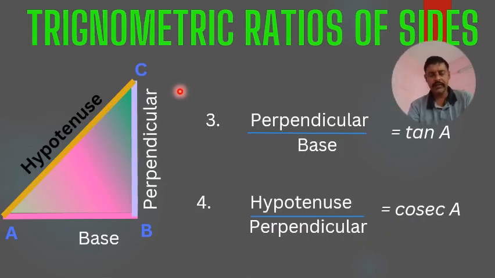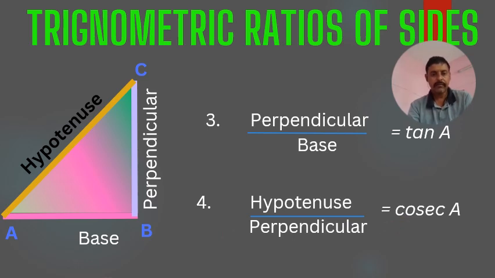Students, our third ratio is the ratio between perpendicular and base. That is, perpendicular upon base, and this ratio is known as tan A or tangent A. This is our third ratio. The fourth ratio is the reciprocal of the first ratio, that is hypotenuse upon perpendicular. This ratio is the reciprocal of our first ratio sin A, and its value is called cosecant A. So this is our fourth ratio.